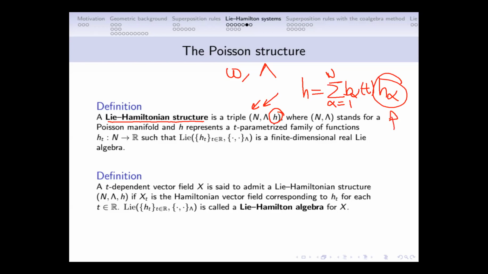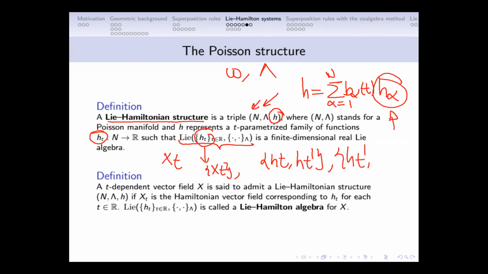In the same way as we did with time-dependent vector fields, now we're going to define time-dependent functions, which is going to be the Hamiltonian, and we're going to define the minimal Lie algebra, which is also going to be, instead of the Lie bracket of X_t, the bracket of the Hamiltonian functions h_t. And that will be called the Vessiot-Guldberg Poisson algebra.